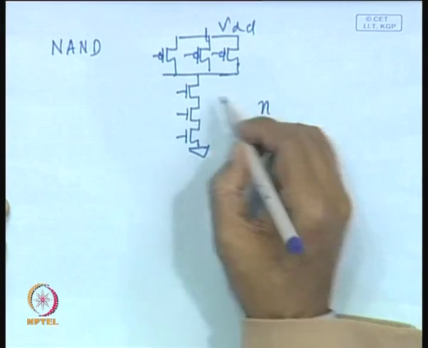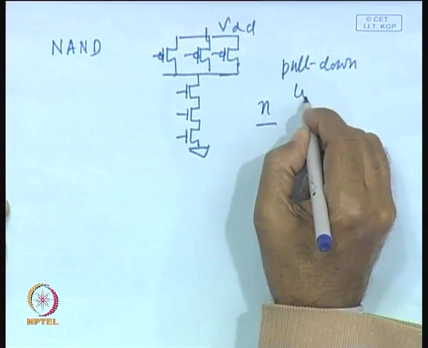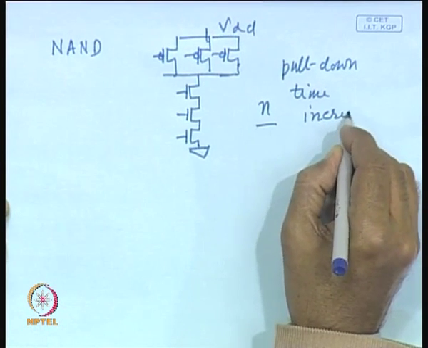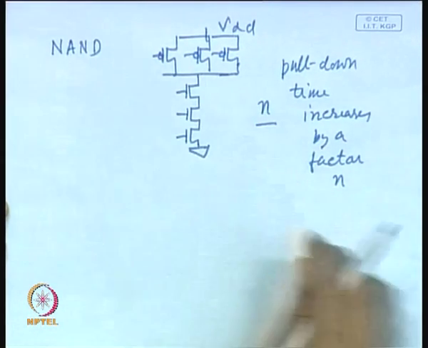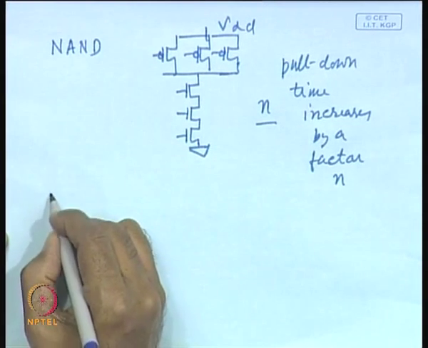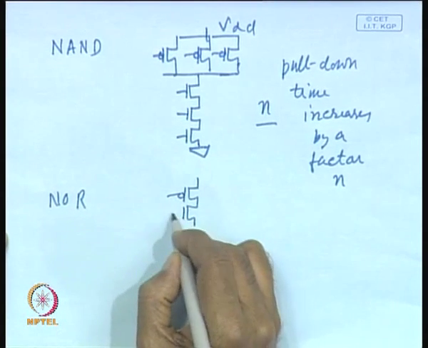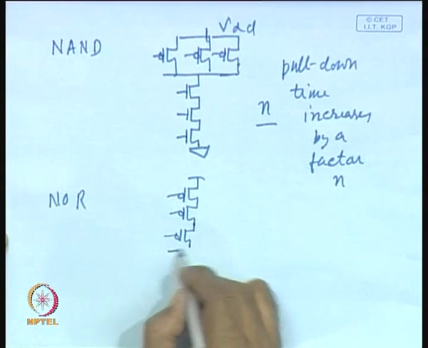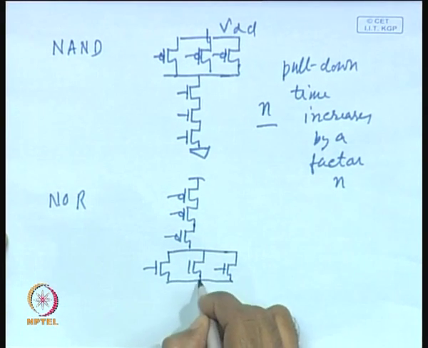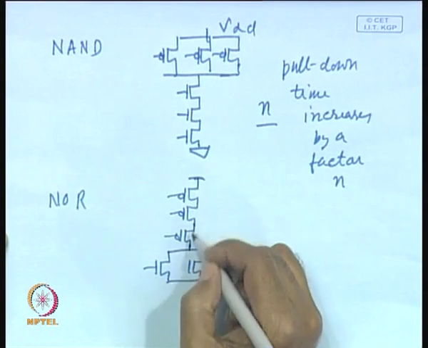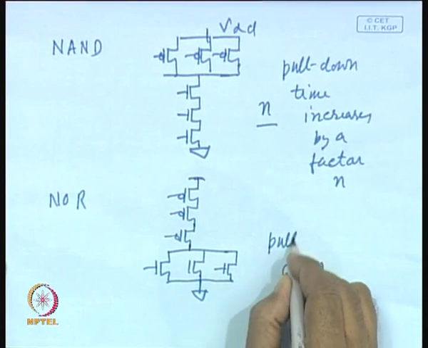Therefore, the pull down time is increased. So, pull down time increases by a factor of n with respect to inverter. Similarly, if we consider NOR, we find that the PMOS transistors are in series, whereas NMOS transistors are in parallel. So, in this case the pull down time will not be affected, but pull up time will increase by a factor of n. So, it will be proportional to n, the pull up time.